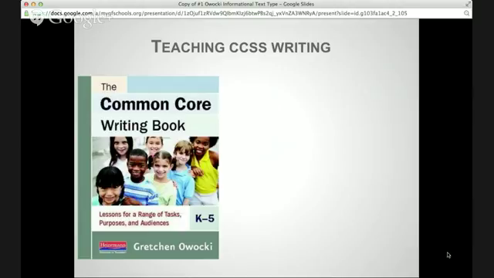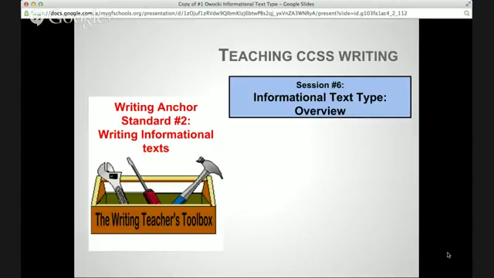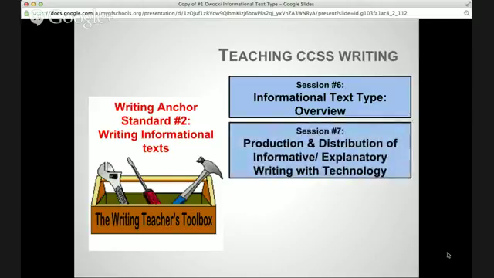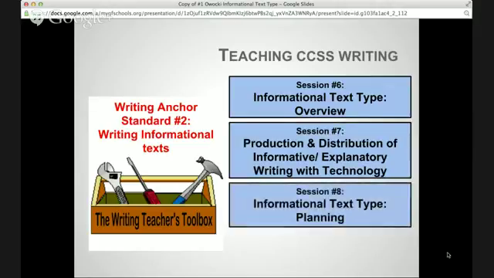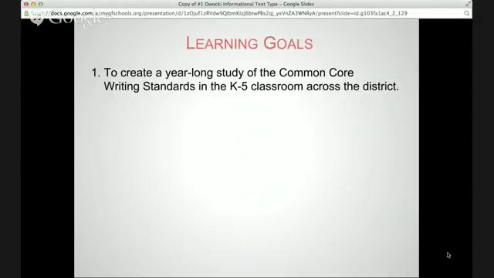So now we move to informative and explanatory texts, which is standard number 2. We're going backwards in the book. The delivery of informational writing is going to be the same as narrative. We begin this session with the overview. Session 7 moves into the use of technology in informational writing. Session 8 is your planning session for experiences in your classroom for your students with informational text type, and then lastly, the sharing across the district.